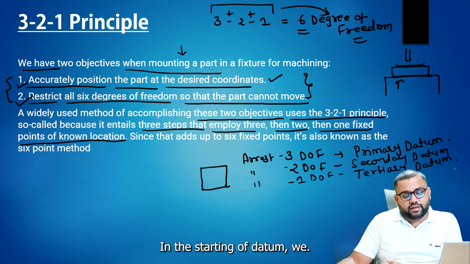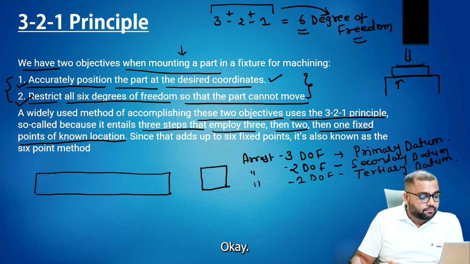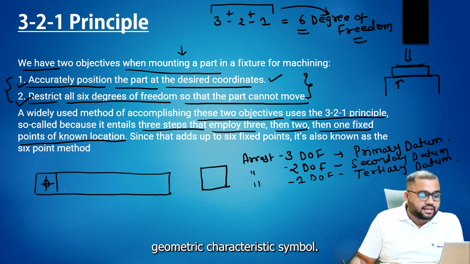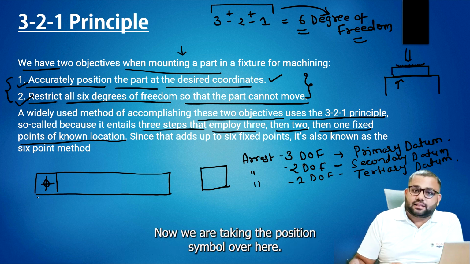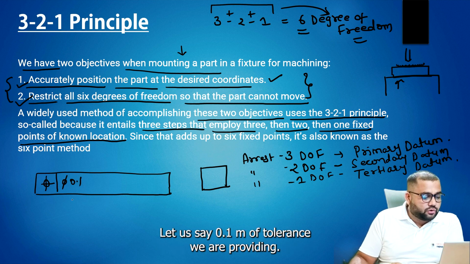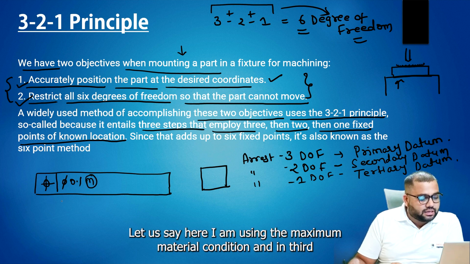At the start of the datum topic, I already told you about this. Here again I am giving you one example of a feature control frame. In the first compartment we usually give the geometric characteristic symbol. Now we are taking the position symbol over here. Then we provide the tolerance, let's say 0.1 mm. Then we provide the material condition modifier. Let's say here I am using the maximum material condition.